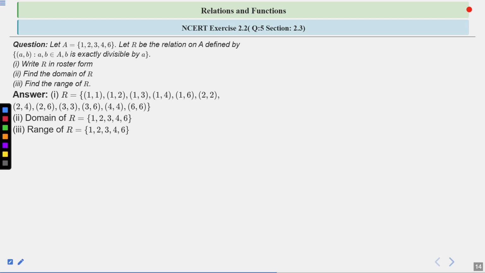So your roster form will be like this. Your domain and range sets will be like these. So how are we getting these as our answers? Let us see. So, solution. Set A is already given to us: 1, 2, 3, 4, 6. For the relation, you collect pairs (a, b) such that a and b both belong to set A and b is exactly divisible by a.